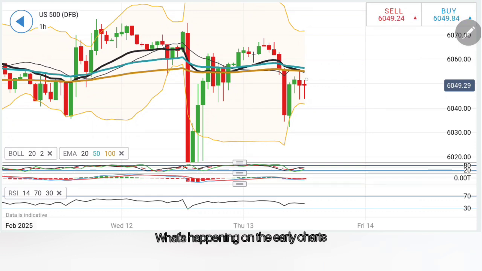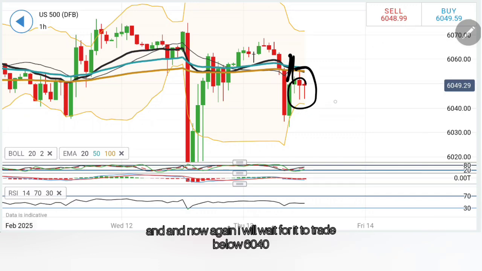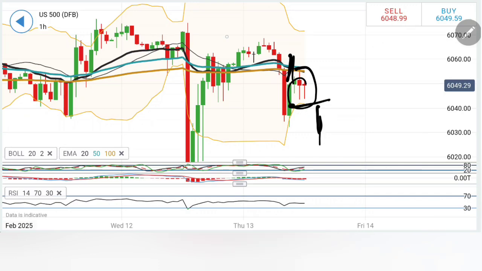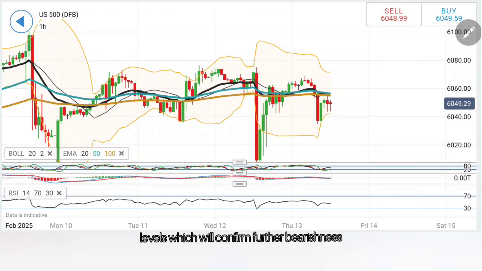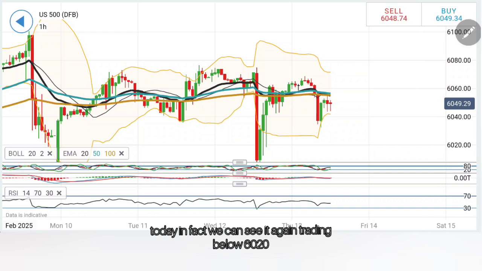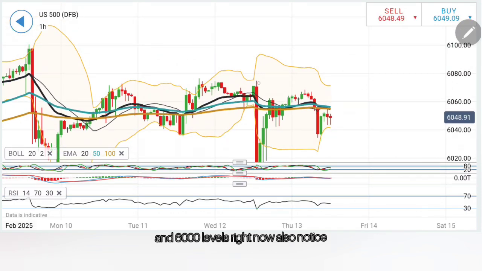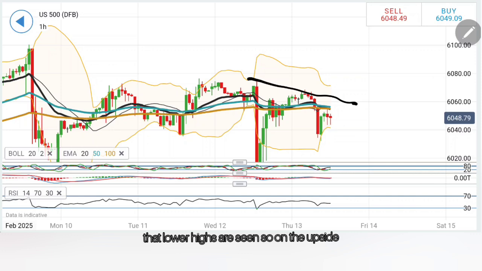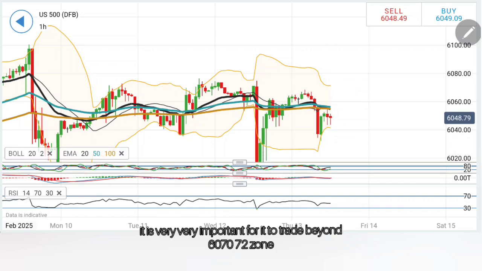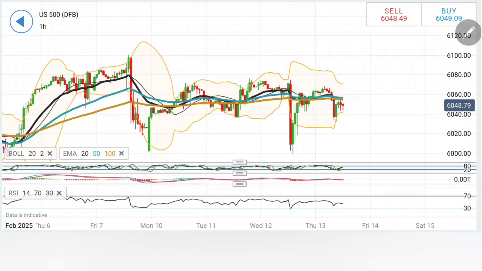Right now, what's happening on the hourly charts? It is just consolidating on the move upside. The moving averages have crossed over, which is definitely a bearish sign. And again, I will wait for it to trade below 6040 levels, which will confirm further bearishness today. In fact, we can see it trading below 6020 and 6000 levels. Right now, also notice that lower highs are seen. So on the upside, it is very, very important for it to trade beyond the 6070, 6072 zone.